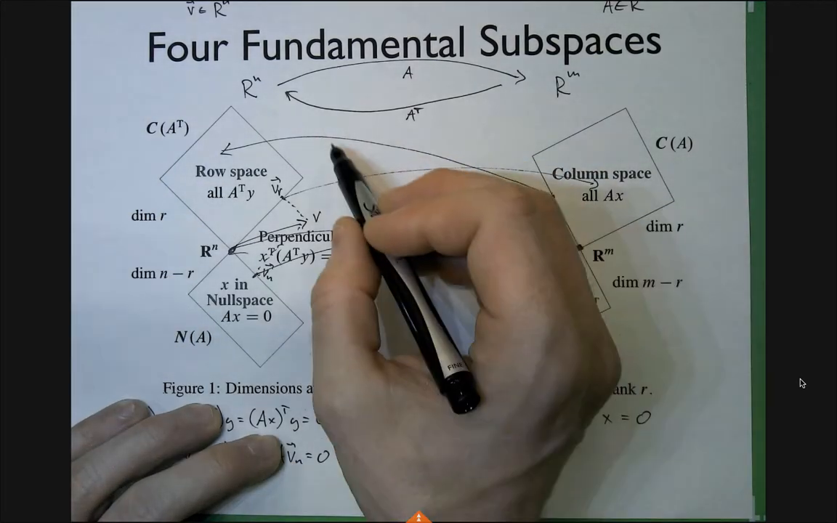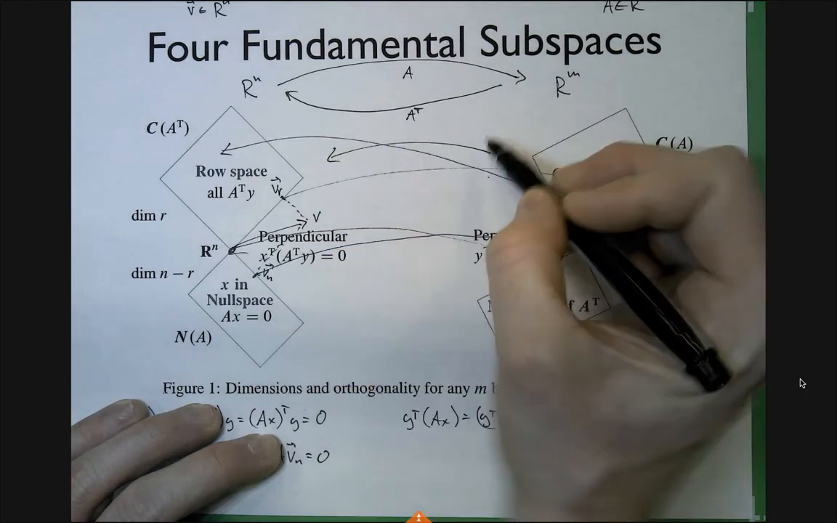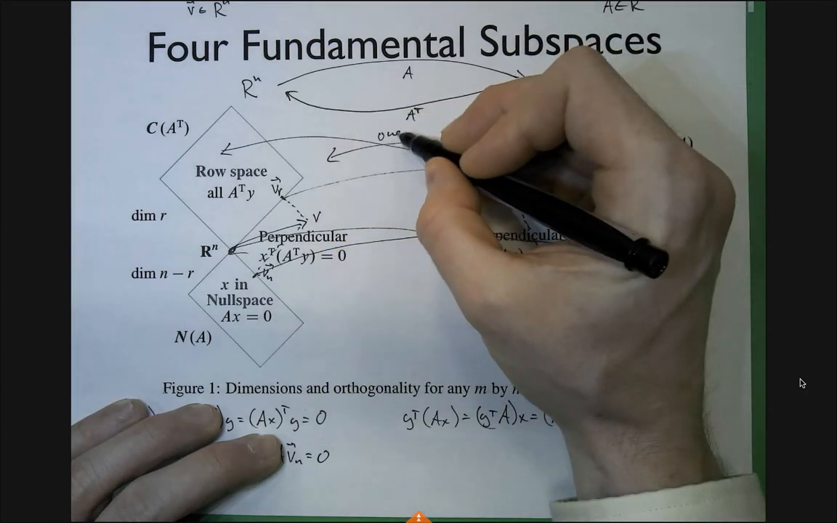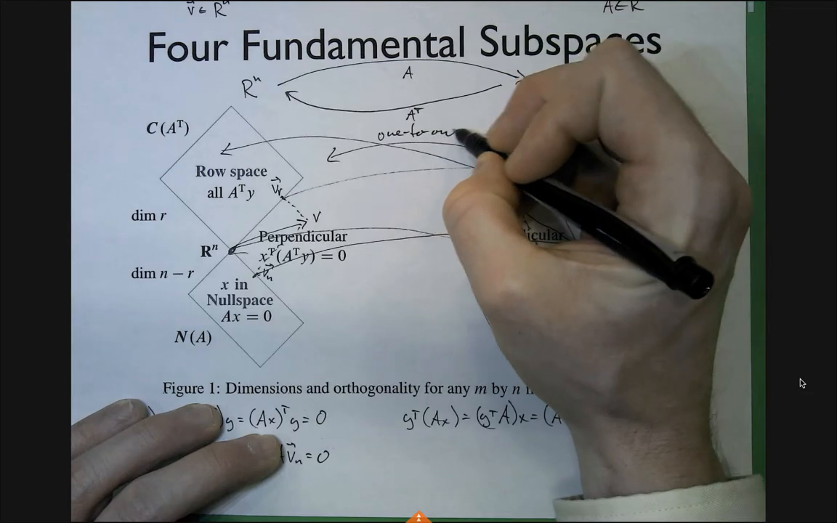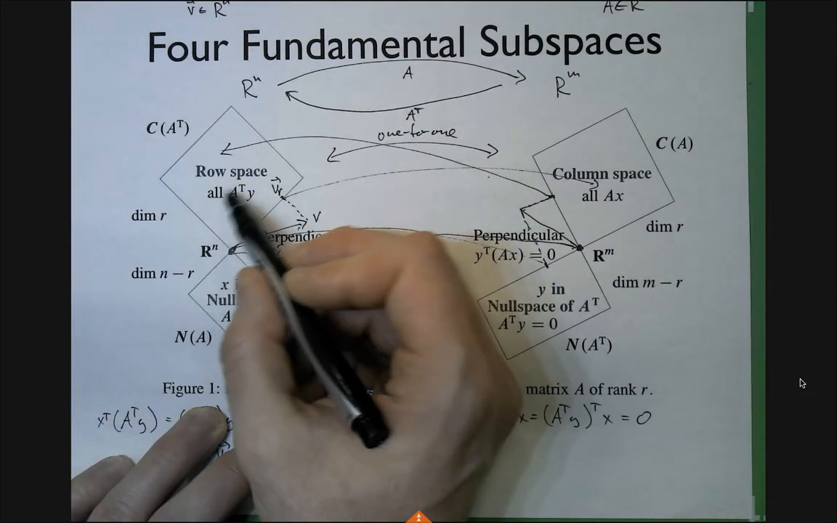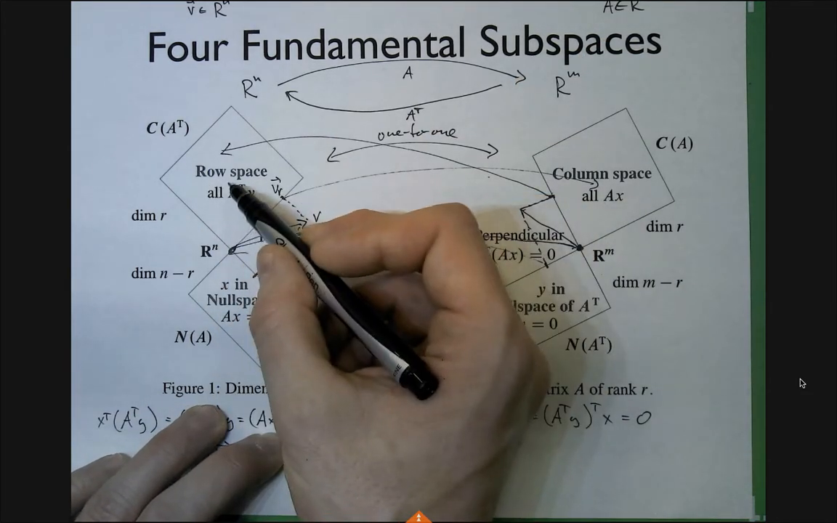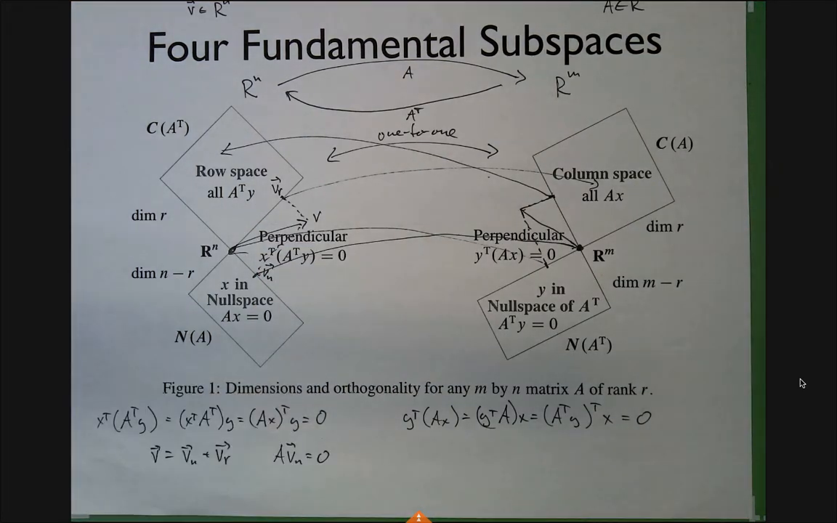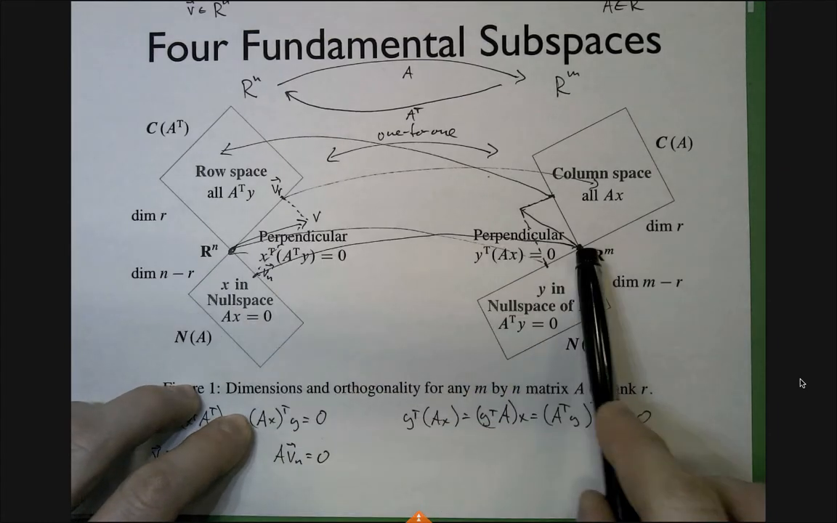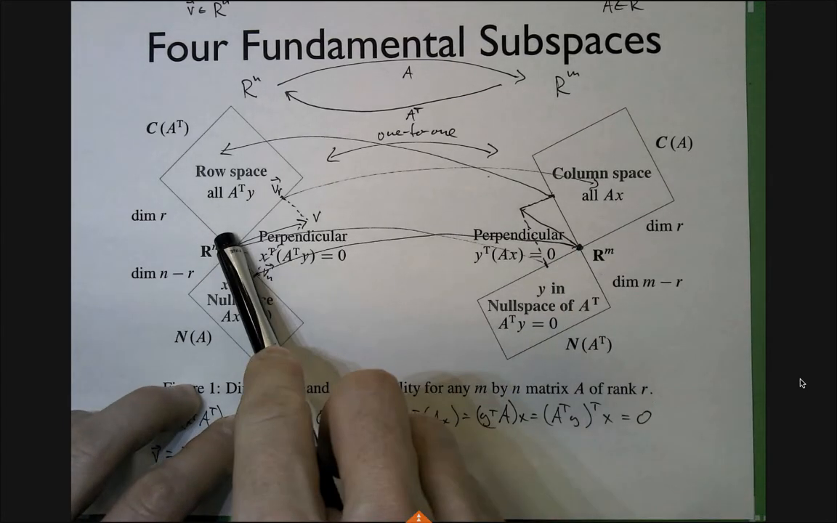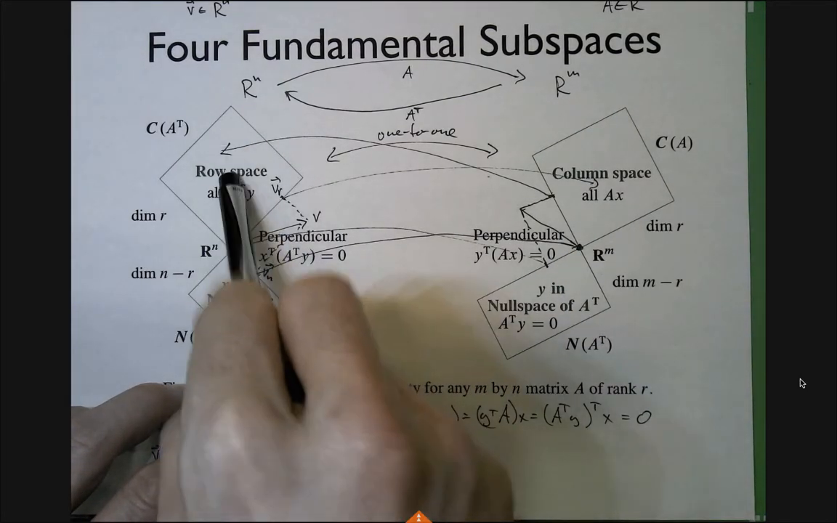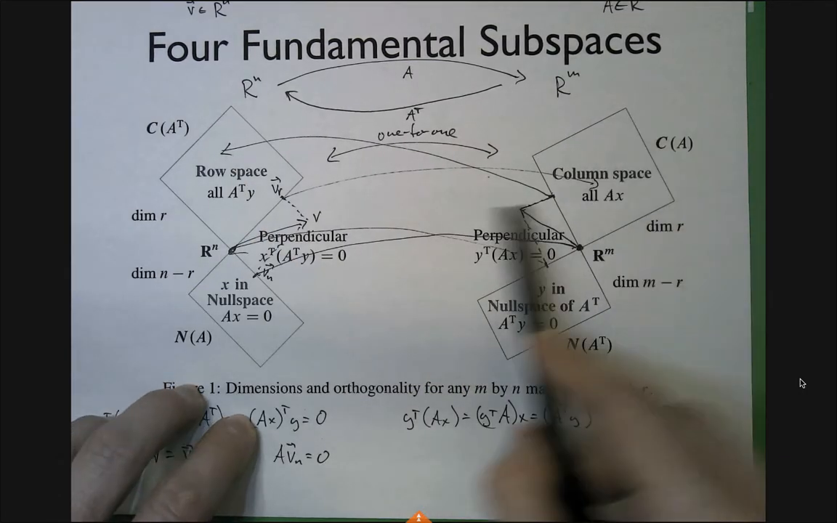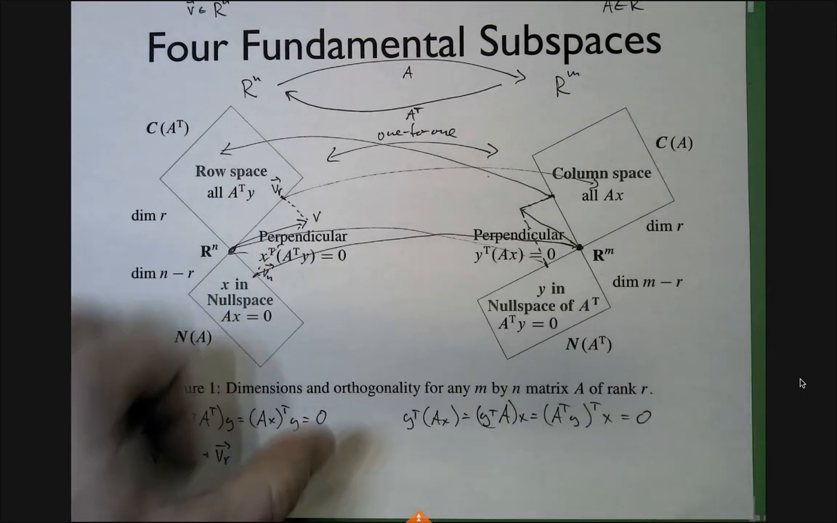Because the matrix forms a 1-to-1 mapping. So here there will be a 1-to-1 mapping between the non-zero vectors in the row space and non-zero vectors in the column space. See that? All these guys go to 0 here. All these guys go to 0 here. And every non-zero guy here goes to some non-zero guy here, the same way back. It's a beautiful, beautiful picture.